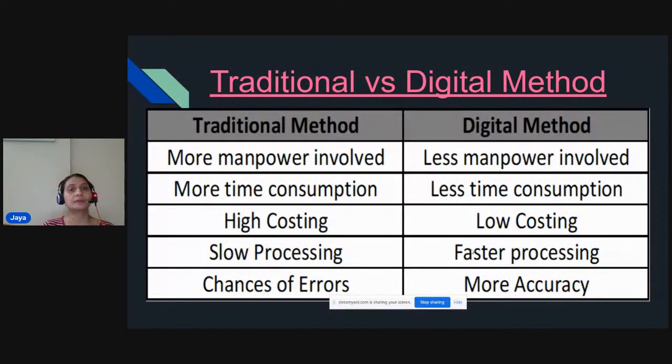But with the traditional method, these points come with it, because more and more manpower is involved, time consumption is very high, the costing is very high, and the processing is very slow. That is the reason consumers don't want the traditional method, and business people running their business on an online platform don't want their consumers to wait for the service to be completed. That's the reason in today's world the digital method is really important for us, whether we are applying it in domestic life or in business life.